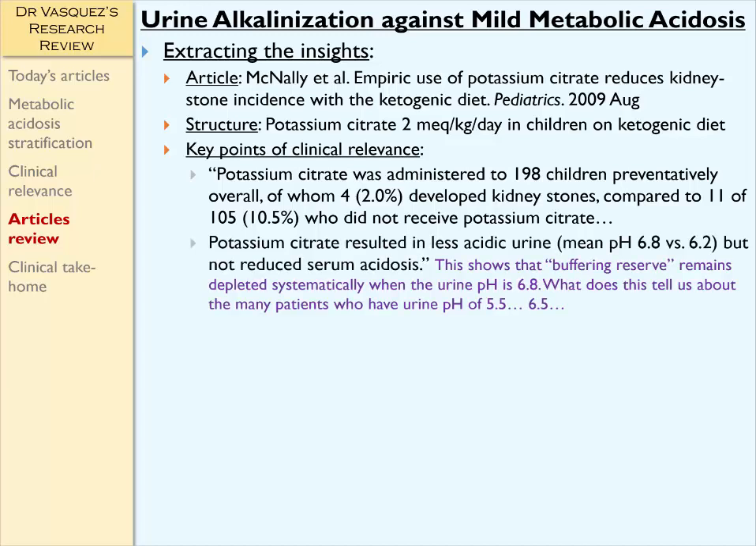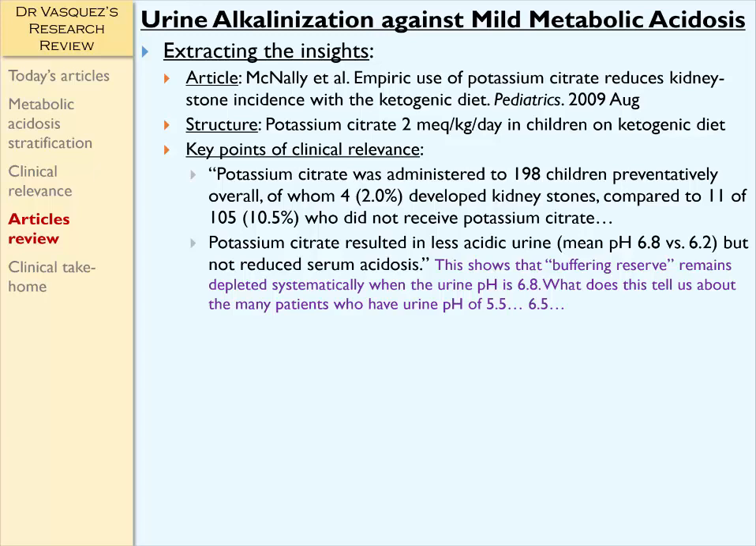Very interestingly, the authors note that potassium citrate resulted in less acidic urine, and that is, it was 6.8 instead of 6.2, which is still quite acidic, but this did not reduce serum acidosis. So what that shows you is that the buffering reserve remains depleted systemically even when the urine pH is at 6.8. Well, what does that tell you about the many patients that we have who have a urine pH of 5.5 or even 6.5?